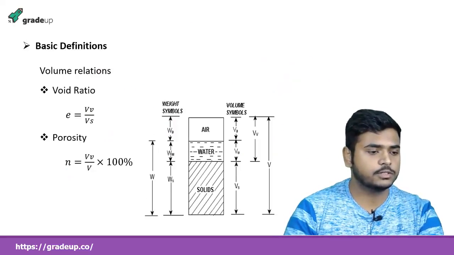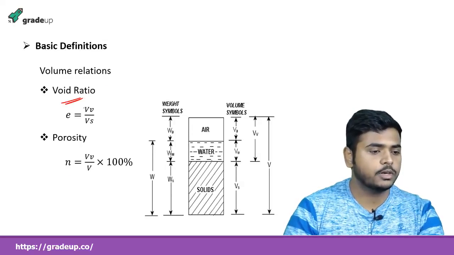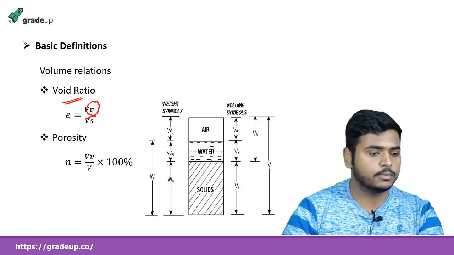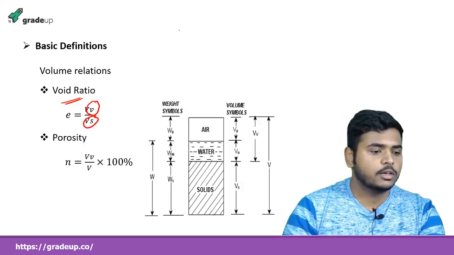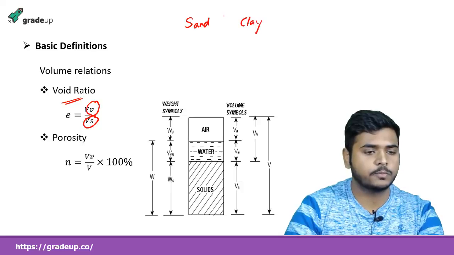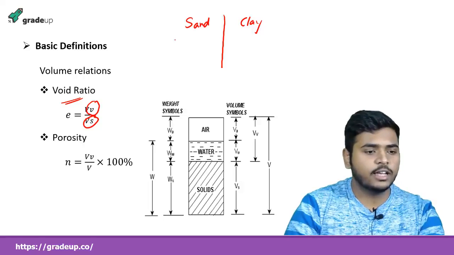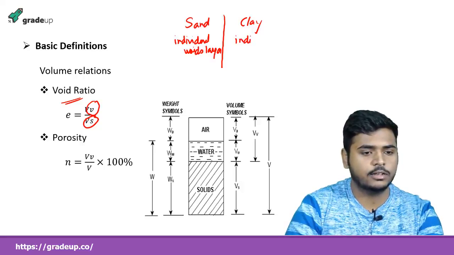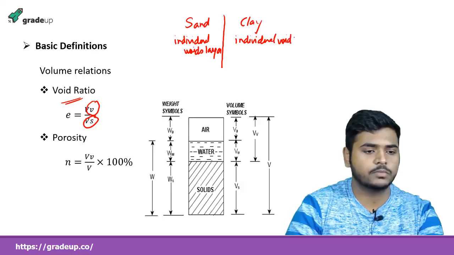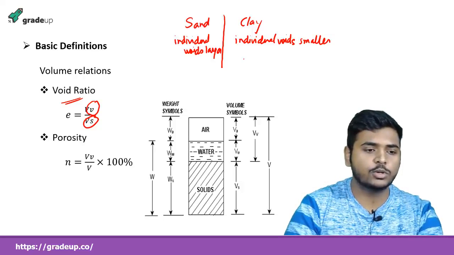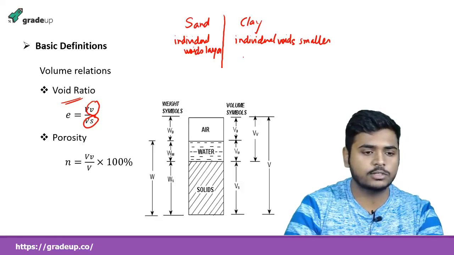Now coming to some of the basic definitions. First, in volume relations, we have void ratio. It is generally denoted by e. That is the ratio of volume of void to the volume of solid. Here we also look at the difference between sand and clay in terms of void ratio. Though in sand the individual voids are much larger than the clay, the number of voids in clay is more than the sand. So in total the void ratio is more in clay compared to the sand.